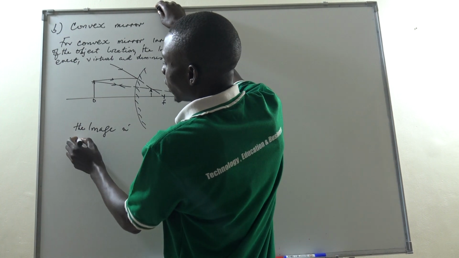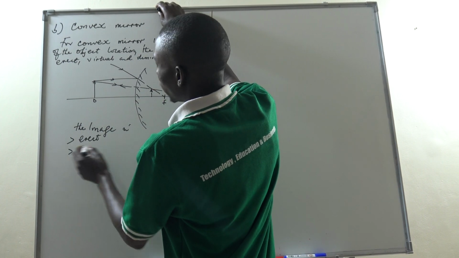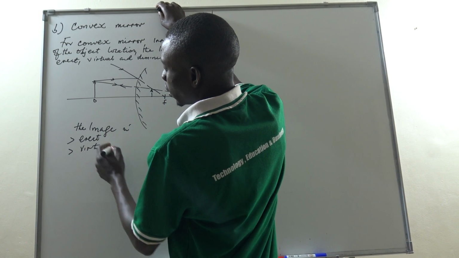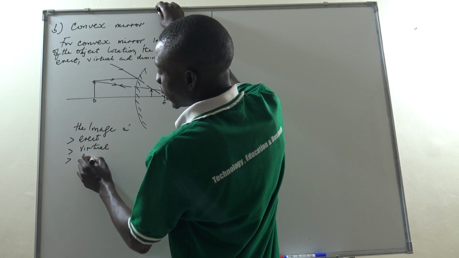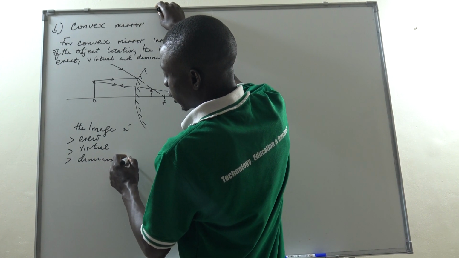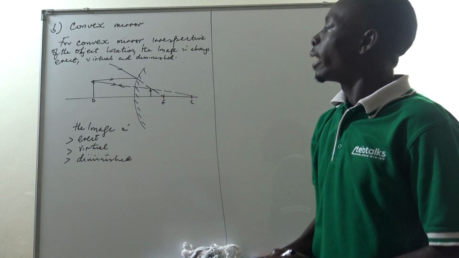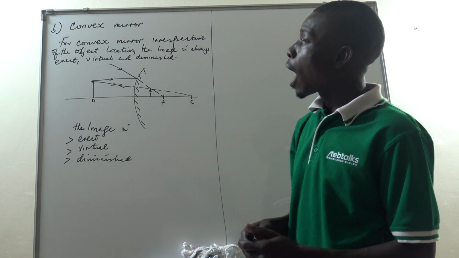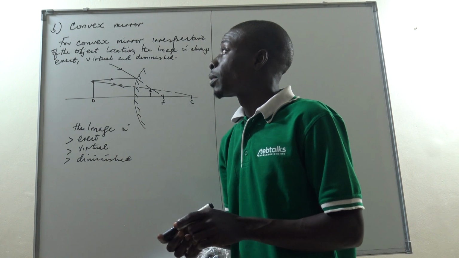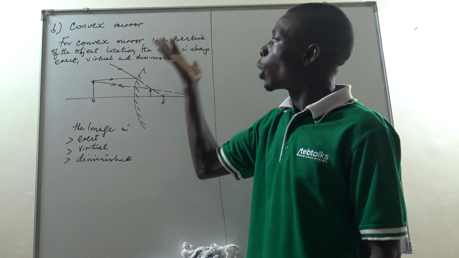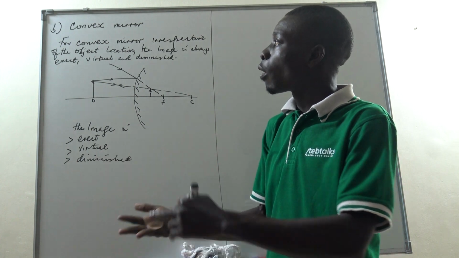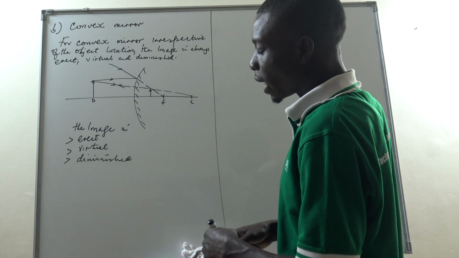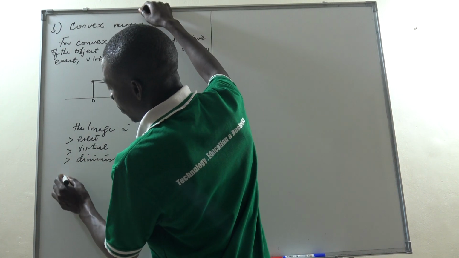You can see here, yes, it is erect or upright. And then two, you can see that it is virtual. Okay? And then you can see that it is diminished. So those are the basic image construction ray diagrams for our convex mirror. Is that okay? Don't forget, we are going to look at the application of all the curved mirrors, the convex and the concave mirror, in the next part.